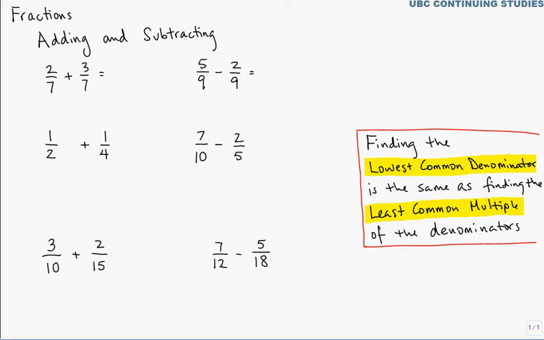Adding and subtracting fractions is a little bit trickier than multiplying and dividing fractions. You have to have a common denominator in order to add or subtract fractions. So in the first couple of examples there, where we already have denominators that are identical, it's pretty straightforward. 2 over 7 plus 3 over 7, all we have to do is add the numerators.